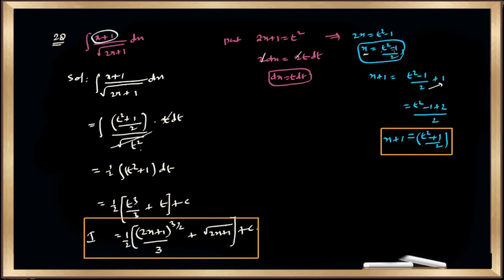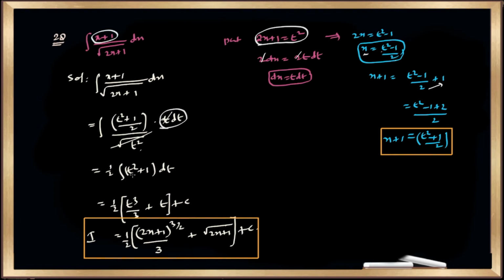Now x is (t square minus 1) by 2, x plus 1 is (t square plus 1) by 2, dx is t dt, and 2x plus 1 is t square. So first we write x plus 1 as (t square plus 1) by 2, and in place of root over 2x plus 1 we write t, and the value of dx is t dt. So this t and the root of t square get cancelled. Now taking 1 by 2 outside, we integrate t square plus 1 with respect to t.